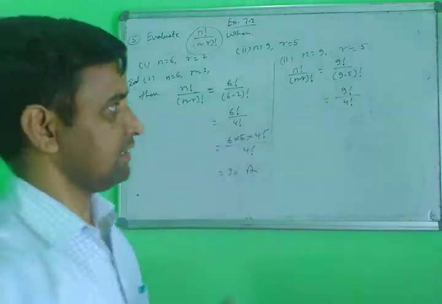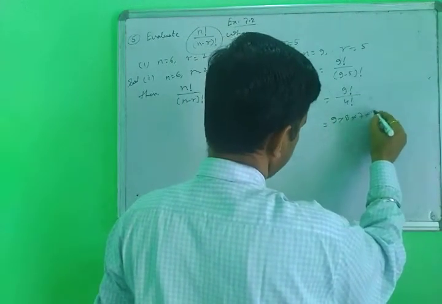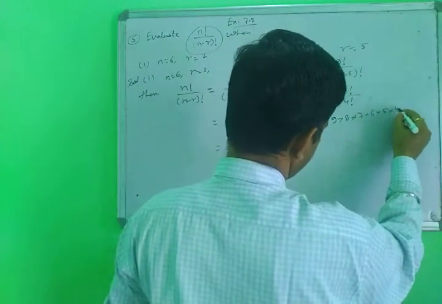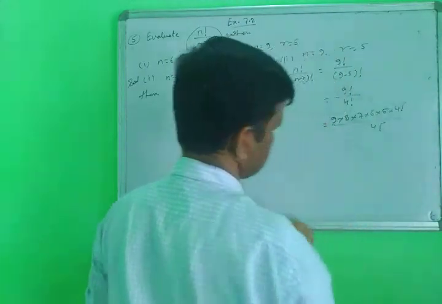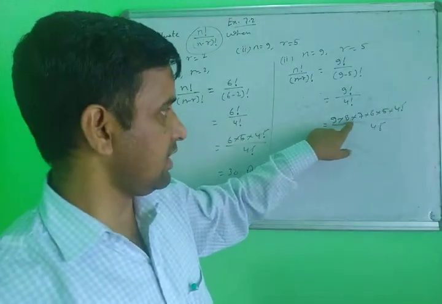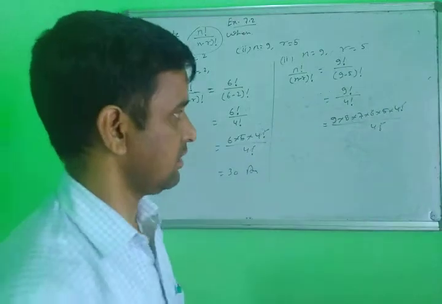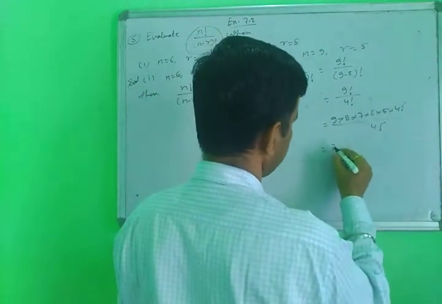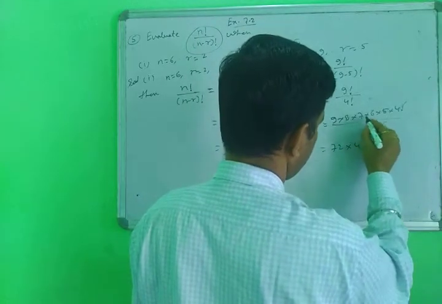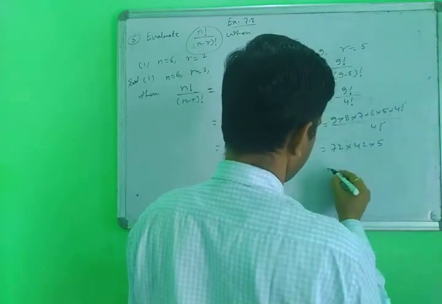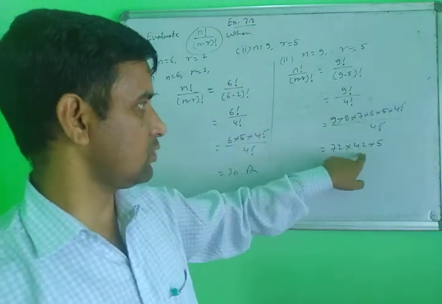Then you expand 9: 9 into 8 into 7 into 6 into 5 into factorial 4, and here factorial 4. This will be easily cancelled. Factorial 4 easily cancels here. So what is left? 9 into 8 is 72, 7 into 6 is 42, and into 5.